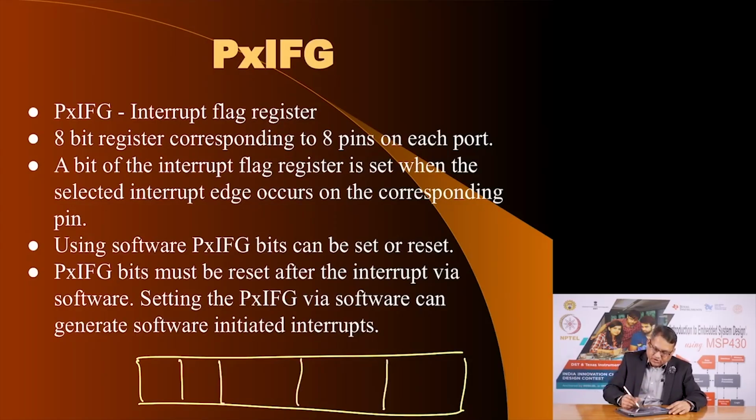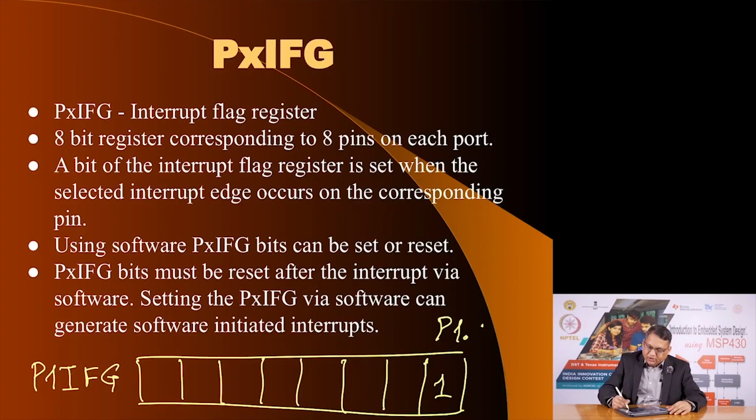So, let me again show it here. If this is P1IFG, if this bit is 1, that means an interrupt on port 1 bit 0 has been recognized, and if the global interrupt enable bit is enabled, this will fly. It will interrupt the CPU and the CPU will go to the interrupt vector associated with port 1, and from there it will execute the subroutine and you can do whatever you want within that subroutine. That is the meaning of this. Of course, these bits can also be set or reset by software by writing a 1 or 0, and this will generate a software controlled interrupt. Normally you do not want to do that, but that is also possible.